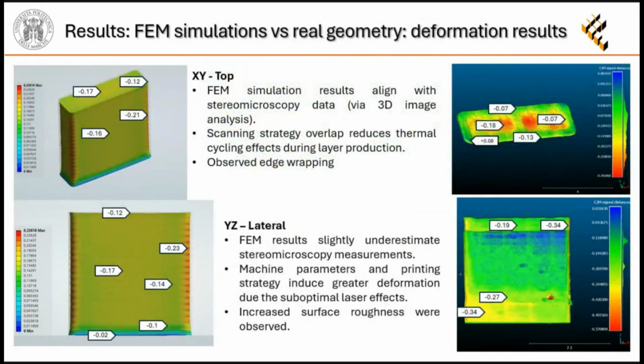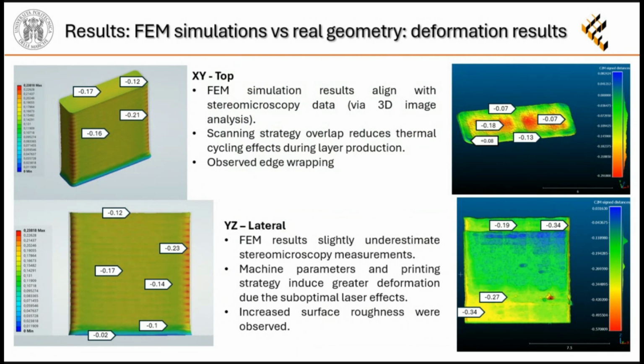And also from the FEM results and the comparison with the geometry analysis of the printed part, we can see from the analysis of the top that the results are similar from the simulation to the real results. And also we have a reduced thermal cycling effect due to the optimized scan strategy, but we also observe edge warping, typical of such components in additive manufacturing.